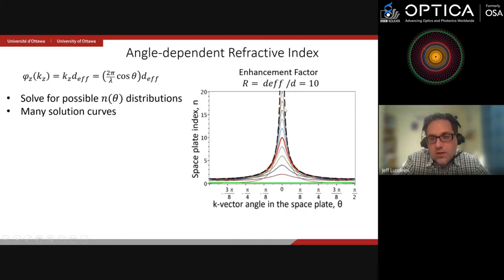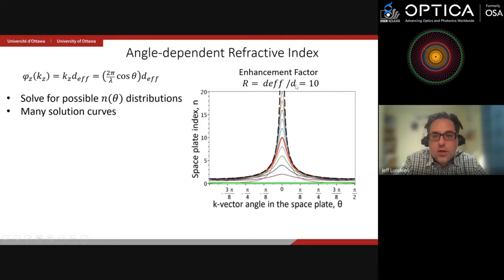There are many possible phases, and that's because we don't care about any global phase that you get at the end. You only care about how the phase changes with angle, right? So if there's an overall phase offset, you don't really care about it. So all of these curves are solutions. This is the refractive index. This is the angle in the space plate. And these are all plotted for an enhancement ratio of 10.